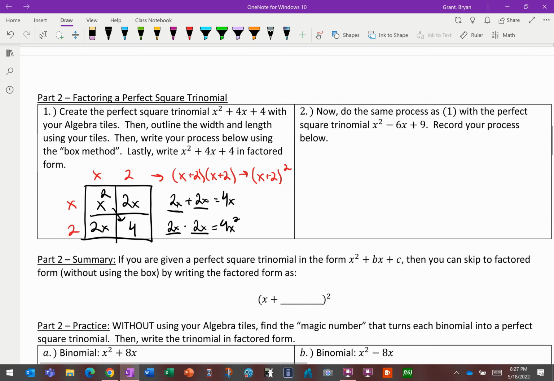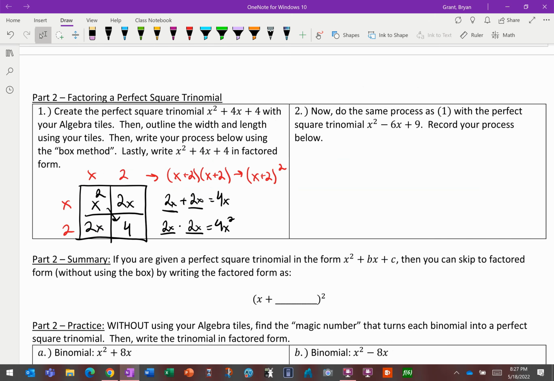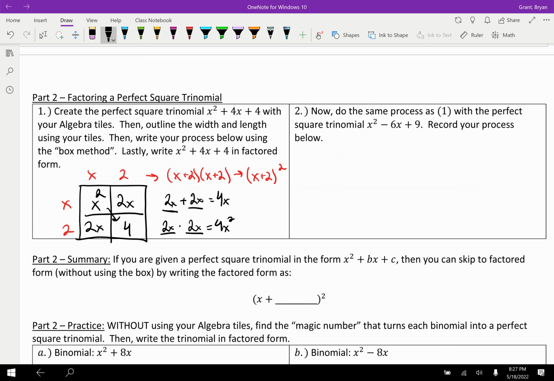So let's go ahead and try that same process with the other perfect square trinomial. Ready, set, go. Okay, well if you did everything correctly, I'm going to go ahead and just show you here with the box, might as well go more in depth, and if you're comfortable with this, you can skip right to the end, not a big deal.